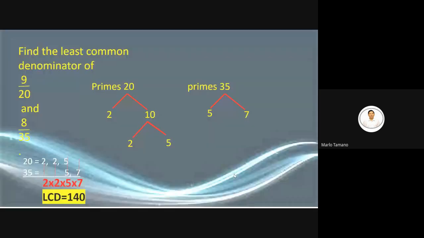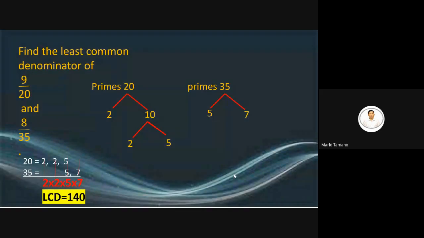Another example we have here, find the least common denominator of 9 over 20 and 8 over 35. Primes pa rin po. We will apply the primes or prime factorization. So, what are the factors of 20? 2 times 10. What are the factors of 10? 2 times 5. Okay? So, lahat ng mga nasa dulo ng line going down ay prime numbers na po. Prime yung 2, prime yung 2, prime yung 5. So, meaning to say, ito po yung kokopyahin natin lahat ng prime. So, 20, these are the prime factors. 2 times 2 times 5.